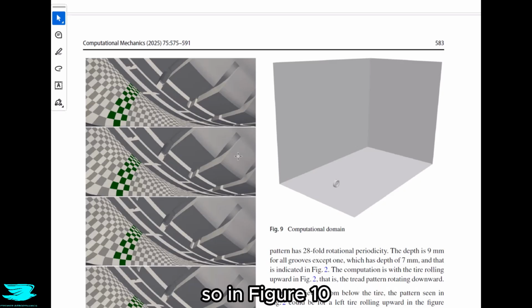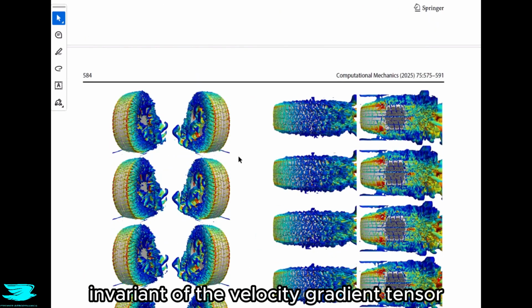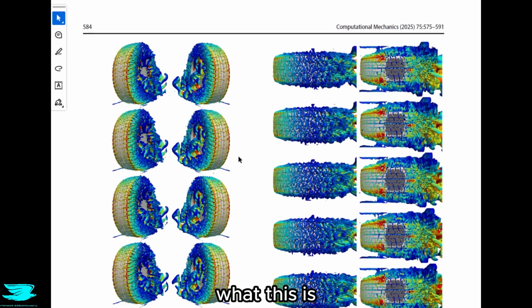Let's now get into the results. In figure 10, we see what the authors say is the second invariant of the velocity gradient tensor.